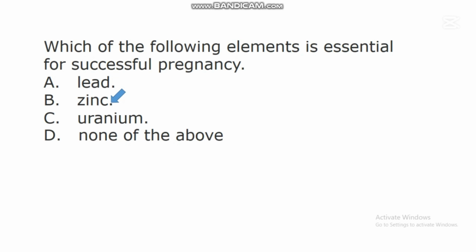Zinc is an element that is very essential in pregnancy. Studies have shown that zinc encourages successful implantation. So it's an element that is very essential for successful pregnancy. But lead is a poisonous element. So the body system of a woman needs zinc to encourage implantation, to encourage successful pregnancy.